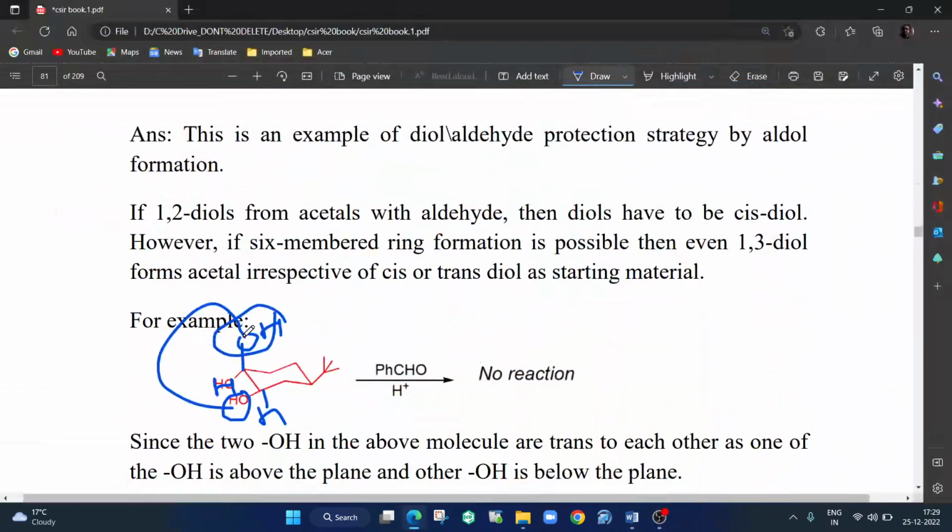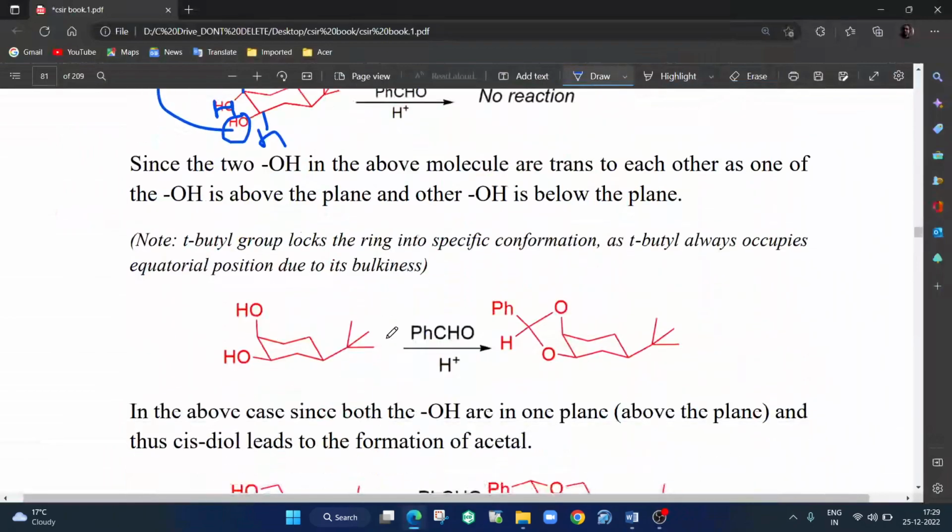Okay, so this is the important concept. If you look here, this will happily undergo acetal formation because this OH is above the plane, this OH is above the plane, this will occur. And tertiary butyl I have shown because it locks the ring, it will not allow it to flip.